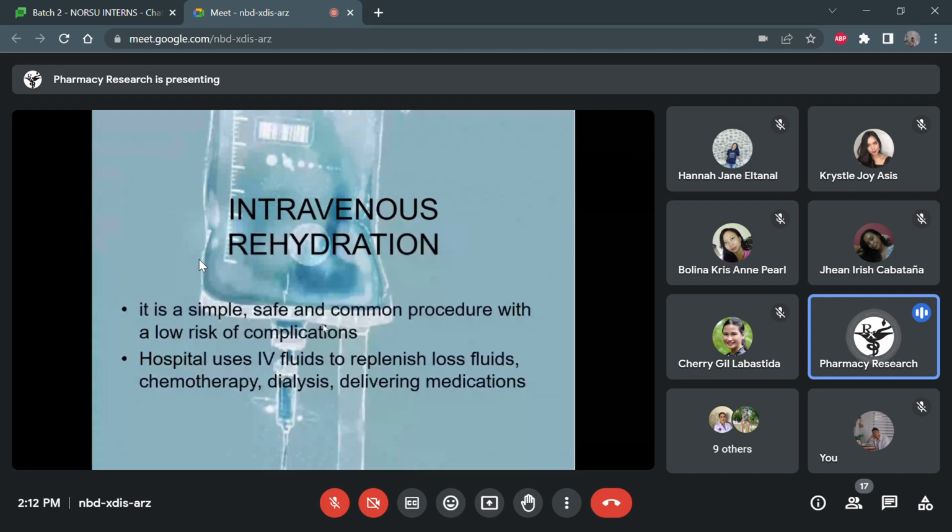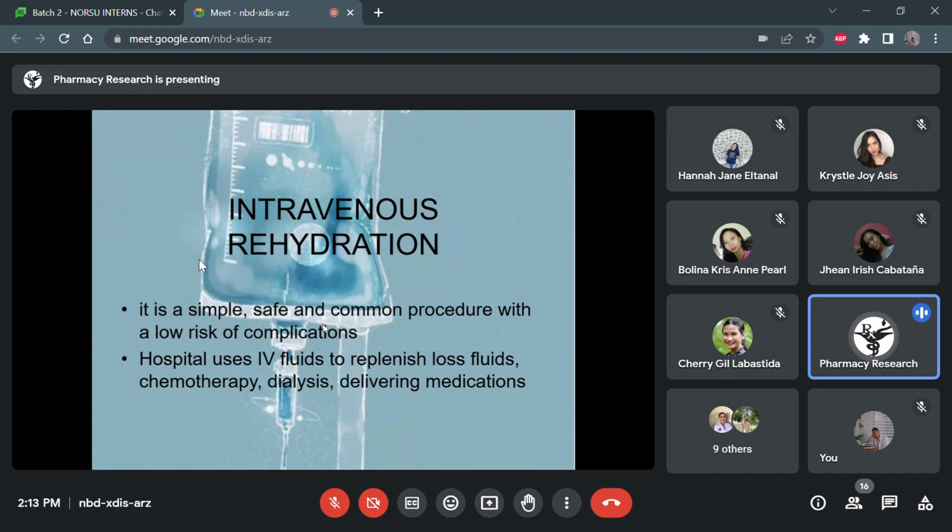Hospitals use IV fluids to replenish the lost fluids of the patient, during chemotherapy, dialysis, flushing, and delivering medications. Like dextrose and plain NSS, they are used to deliver medications, which they mix in as a diluent. So that is what IVs are.